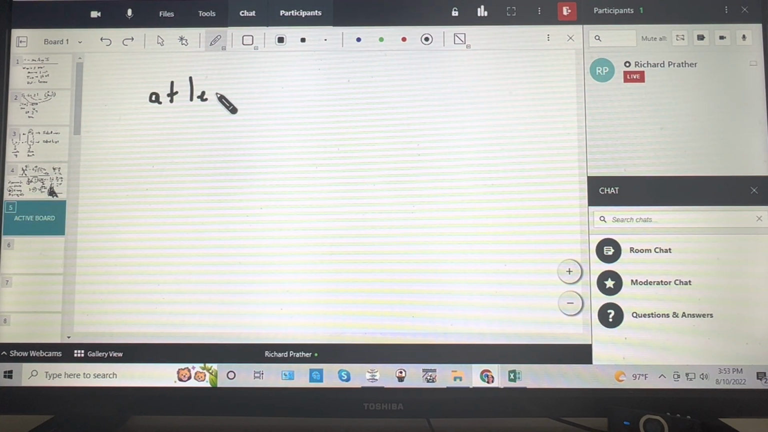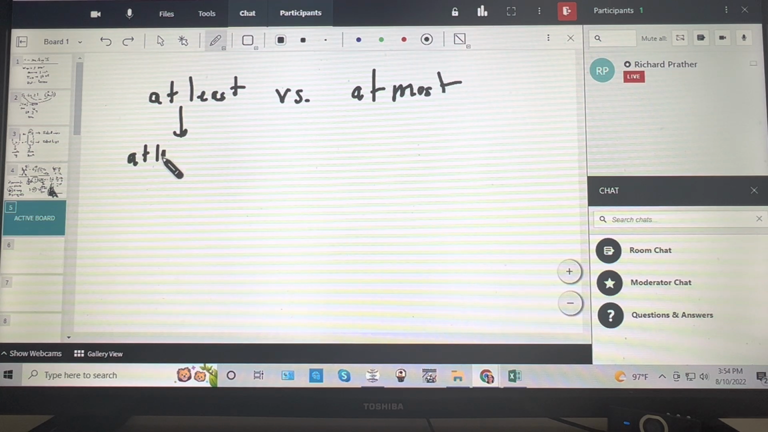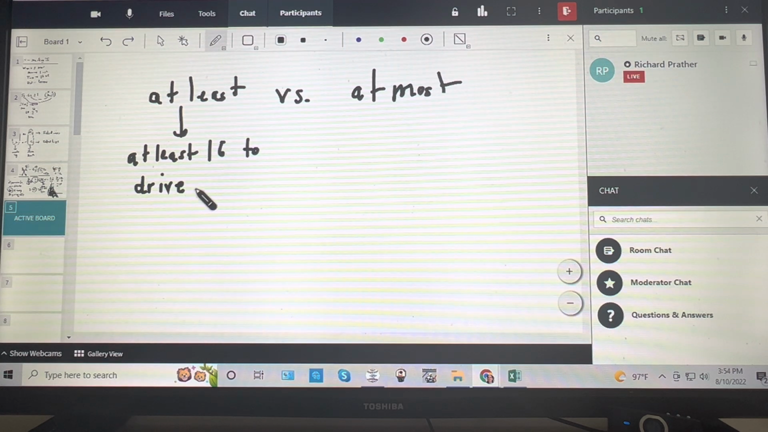Here's how I remember this. At least versus at most. Think of associating at least with driving a car. I always think of that one, that's driving cars. You have to be at least 16 to drive a car. Say that to yourself a number of times. You have to be at least 16 to drive a car.